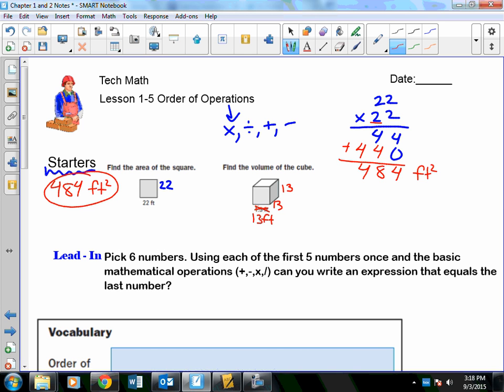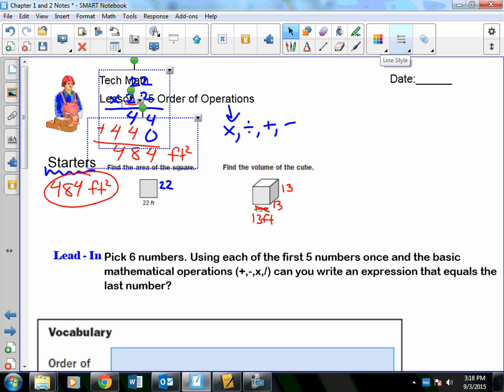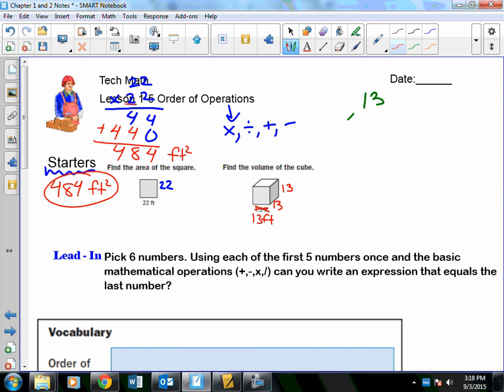In order to do that, I'm going to do each of those calculations. Right here, I'll do 13 times 13 once. So 13 times 13. I get 3 times 3 is 9. 3 times 1 is 3. Add my 0. And I get in total, it's 169.